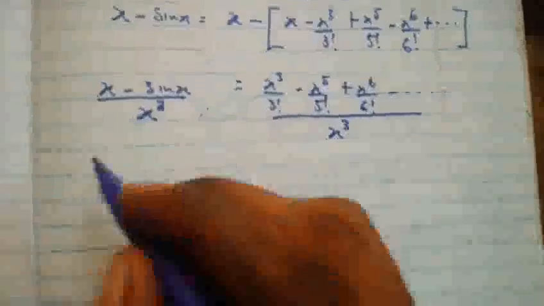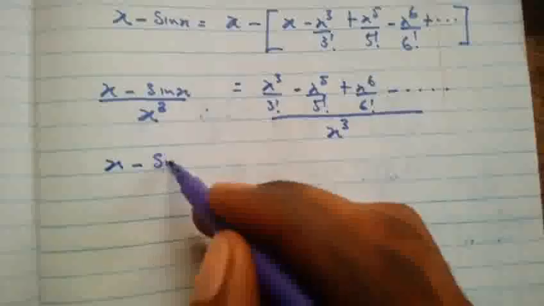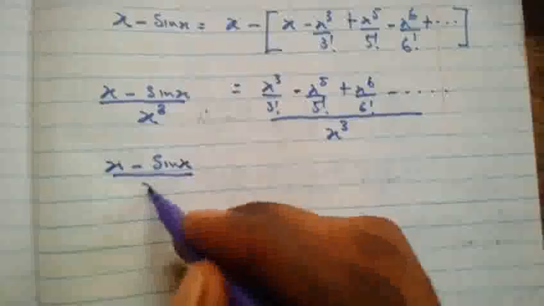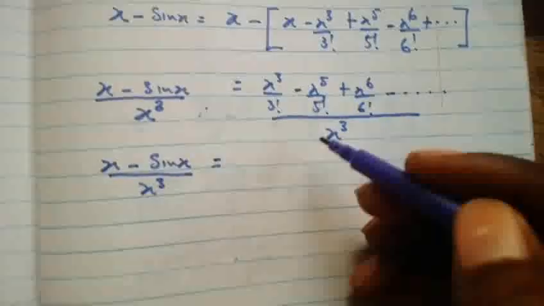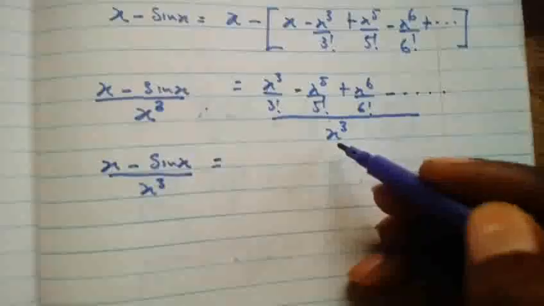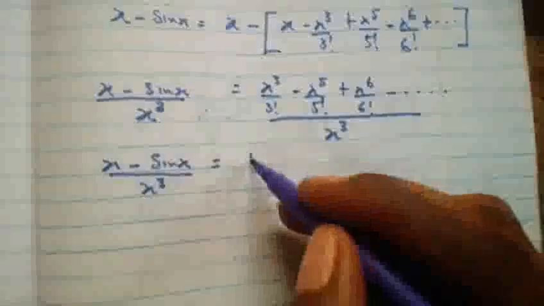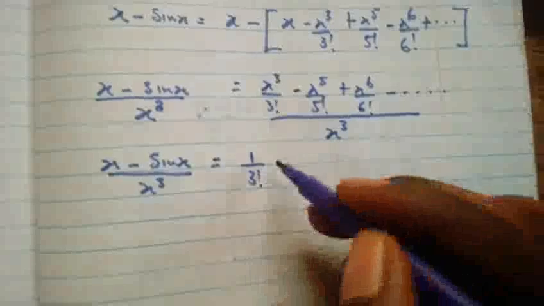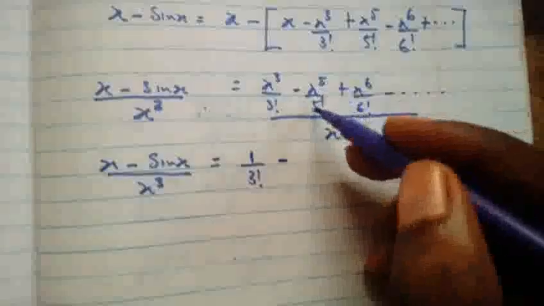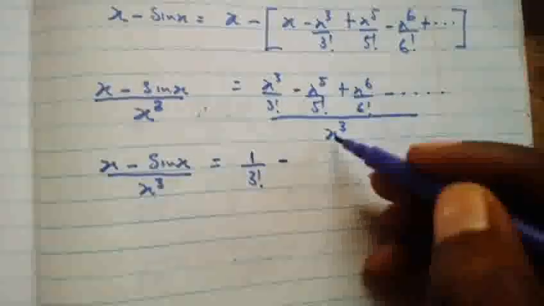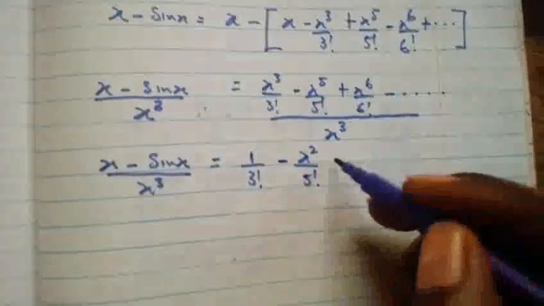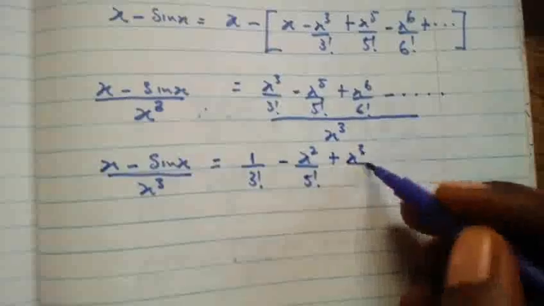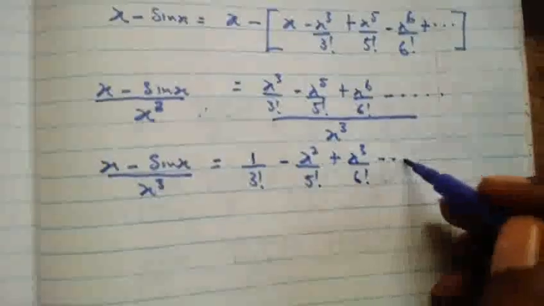Okay, now we have x minus the sine function of x all over x cubed to be equal to, splitting this denominator, x cubed over 3 factorial divided by x cubed, so x cubed gets cancelled out from up and down, so we are left with 1 all over 3 factorial minus x raised to the power 5 over 5 factorial divided by x cubed. x cubed reduces this to what? x squared all over 5 factorial, then x cubed all over 6 factorial minus, and so on.